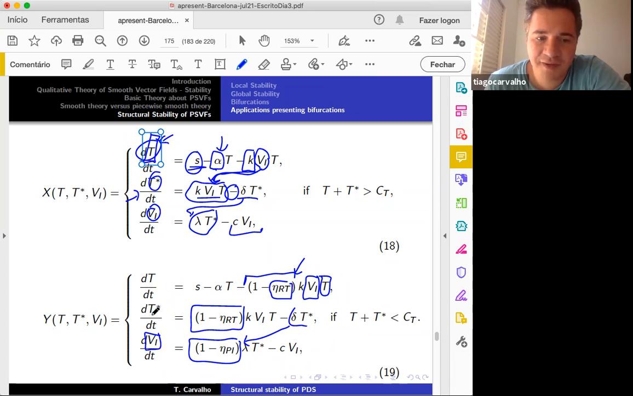Since the first drug fails, and the cell is infected, the other drug will be useful in order to produce a small number of really bad cells, since the cell already is infected. Okay, so this is the piecewise smooth system.